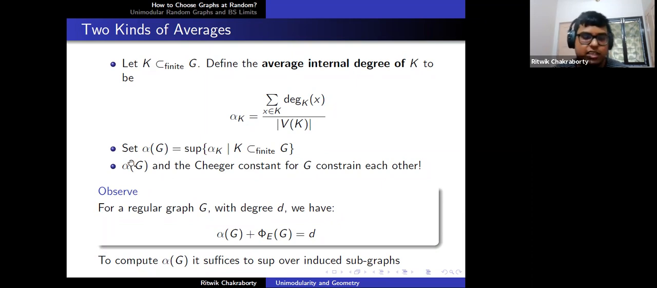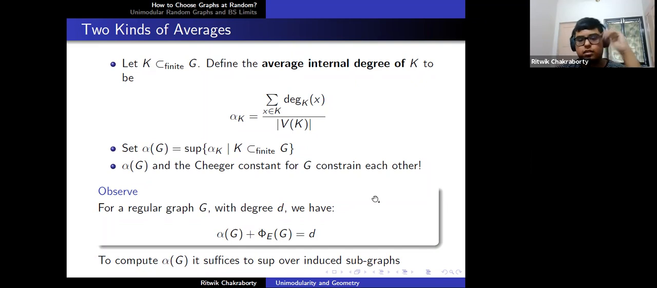As it turns out, it's very easy to see that this geometric internal degree alpha of G is constrained by and constrains the Cheeger constant. In particular, the sum of the geometric internal degree and the Cheeger constant of the graph G is exactly going to be the degree of my graph G, given that it's regular. And we are mostly talking about Cayley graphs over here, which are regular, and the degree is basically equal to the size of the generating set.